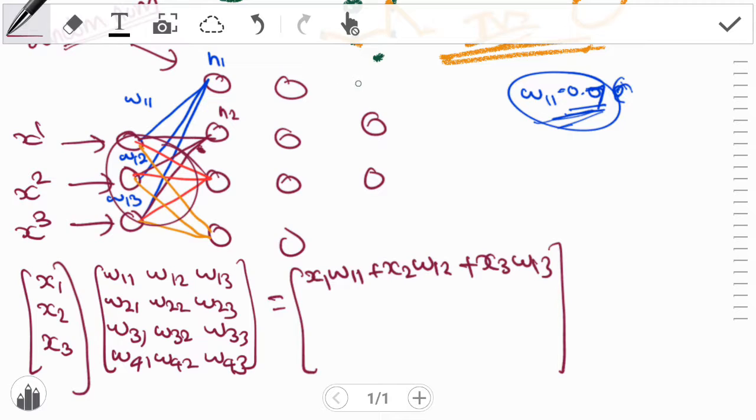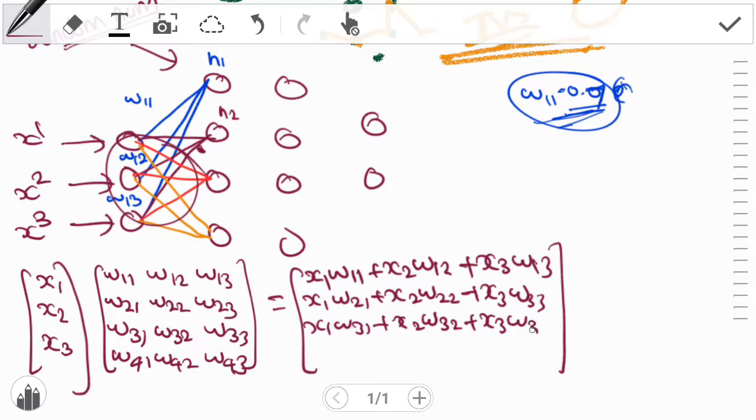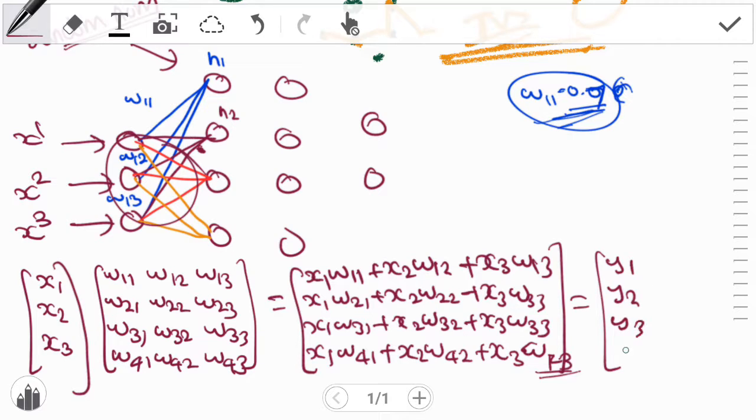So when we consider this second node, what would the output be? It would be this first row multiplied by this second column. So x1 w21 plus x2 w22 plus x3 w23. In the same way, we'll be multiplying it by the third one: x1 w31 plus x2 w32 plus x3 w33. Now the fourth one: x1 w41 plus x2 w42 plus x3 w43. So we'll assign these values as y1, y2, y3, y4.